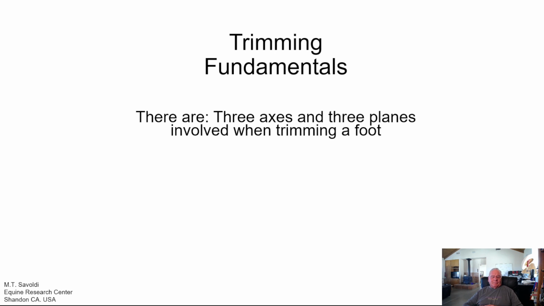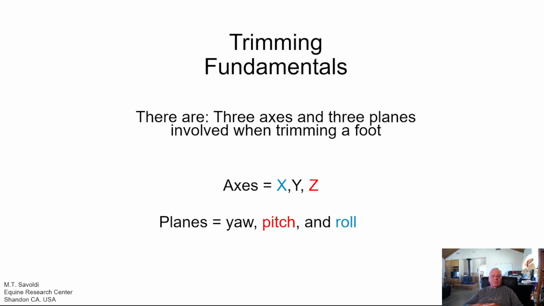Trimming fundamentals. Whenever a farrier trims a foot, he has to deal with these 6 items. They would be 3 axes and 3 planes involved in trimming a foot. Our axes will be the X, Y, and Z, and our planes will be referred to as yaw, pitch, and roll. Now, I think yaw, pitch, and roll will fit this discussion quite well. They are nautical terms or aviation terms, well used in many industries, especially in the robotic industry. So I will try to explain these 3 because they are very important to understanding our trimming techniques.